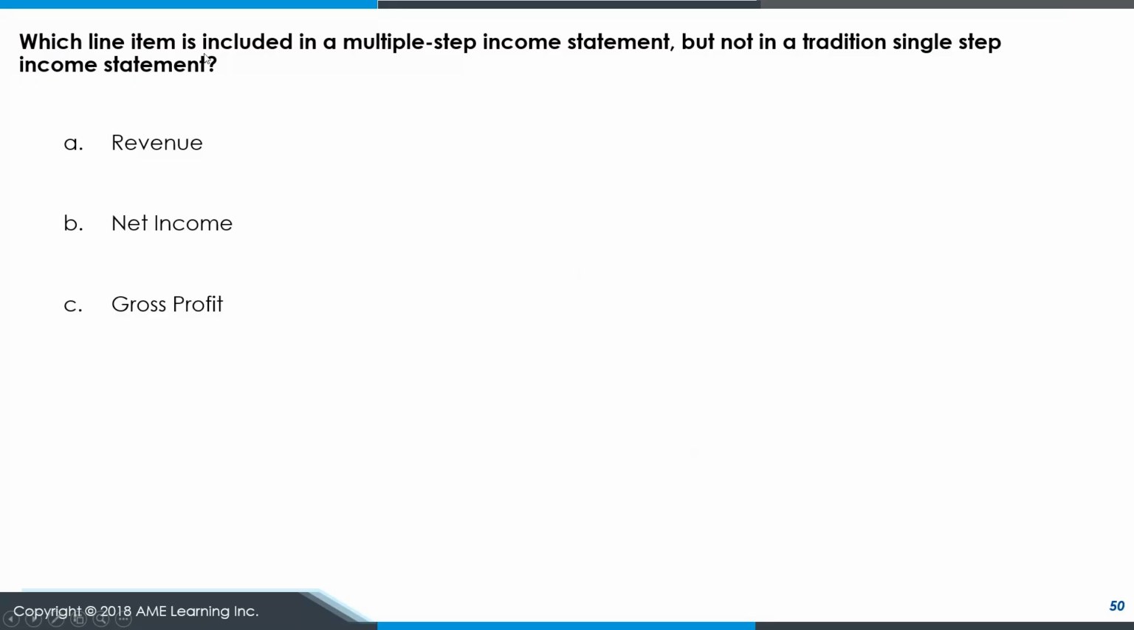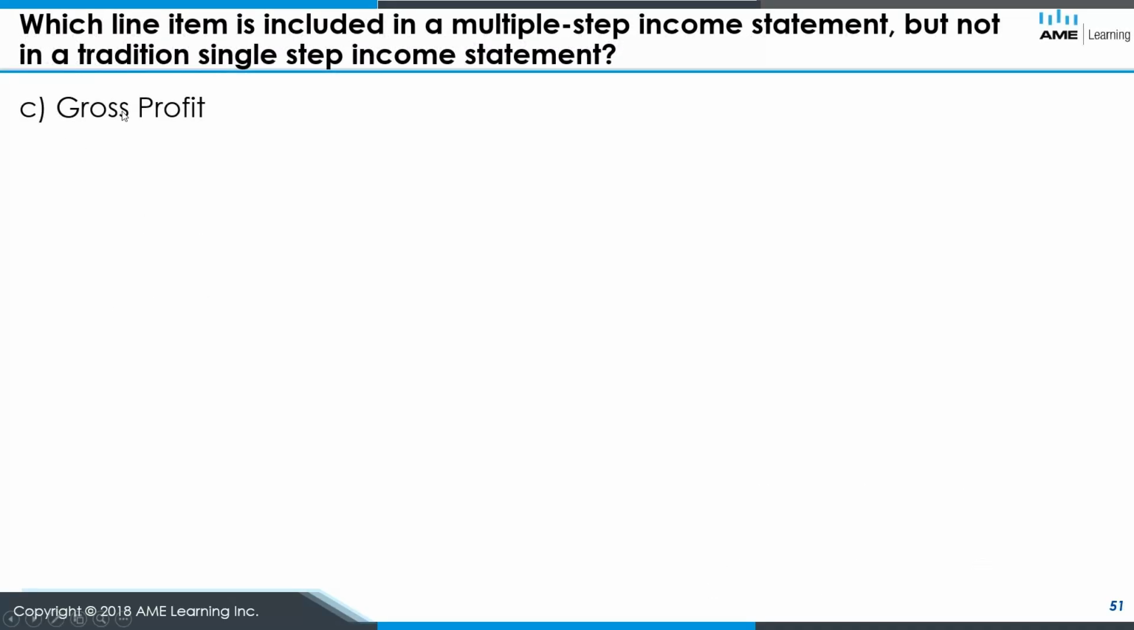Okay, so question here: which line item is included in a multi-step income statement, but not in a traditional single-step income statement? So remember, revenue is in a traditional, net income is in a traditional, but gross profit is the new section where we calculate that out.